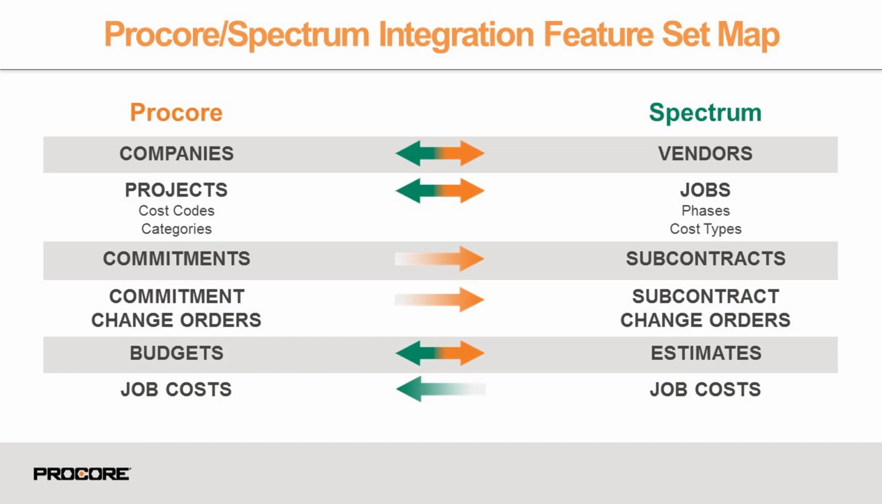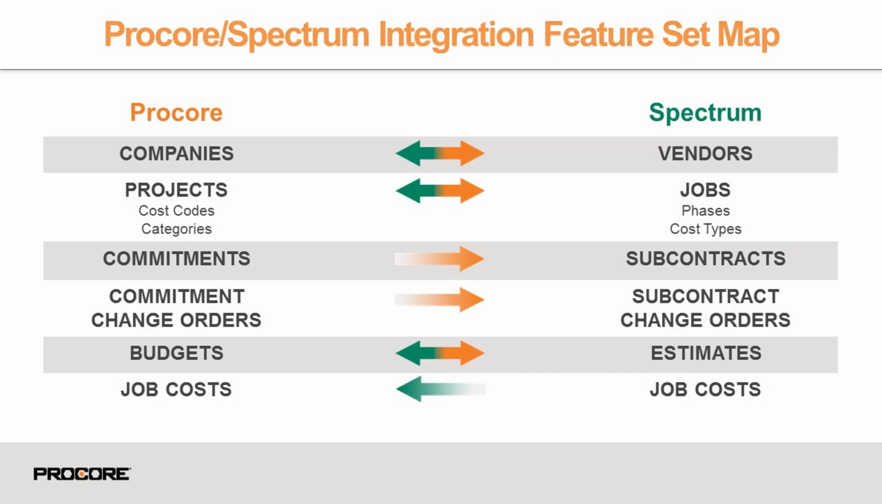Once a project is synced between Procore and Spectrum, you can start using the financial aspects of the integration, such as recording your commitments and commitment change orders for it in Procore. Once they are in Procore, you can export that information back down to Spectrum, where it is used to create a subcontract or a subcontract change order.